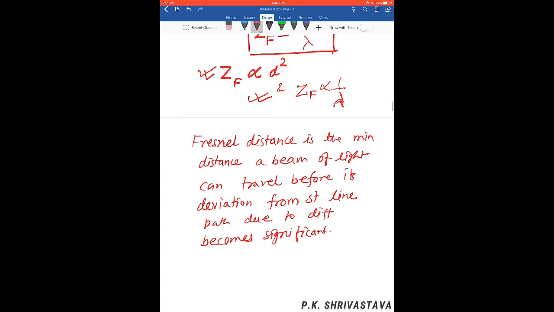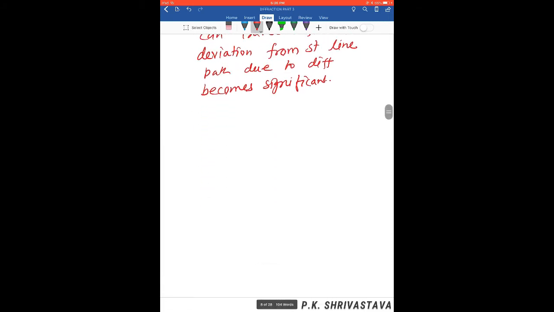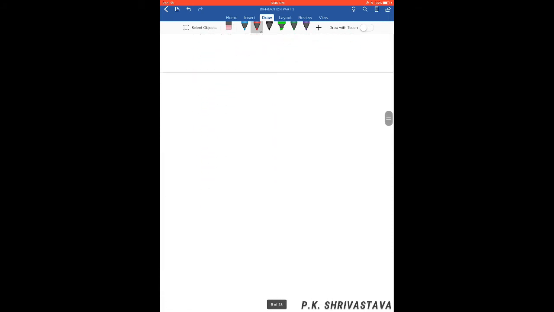Now we discuss the importance of Fresnel distance. What is the importance of Fresnel distance?